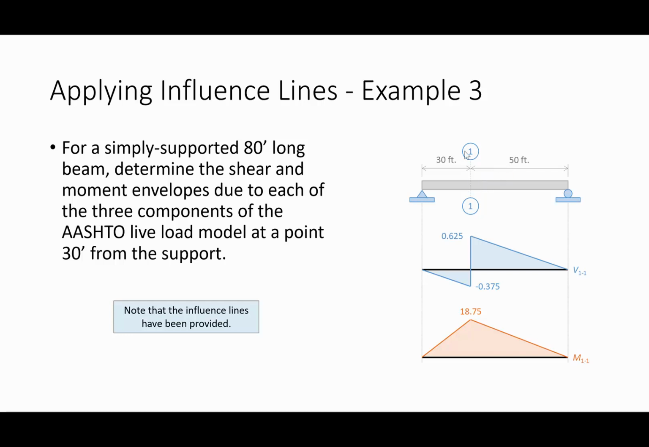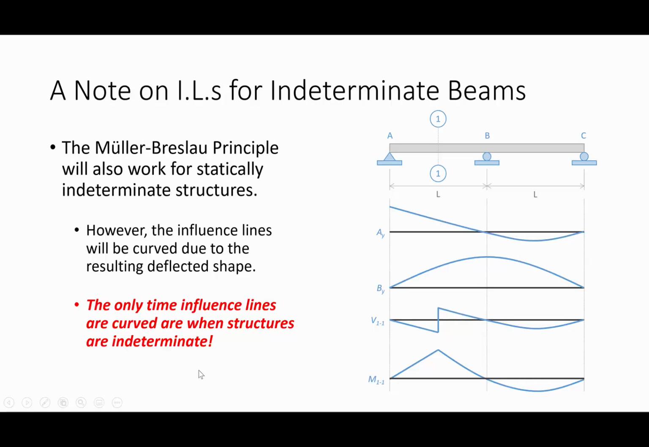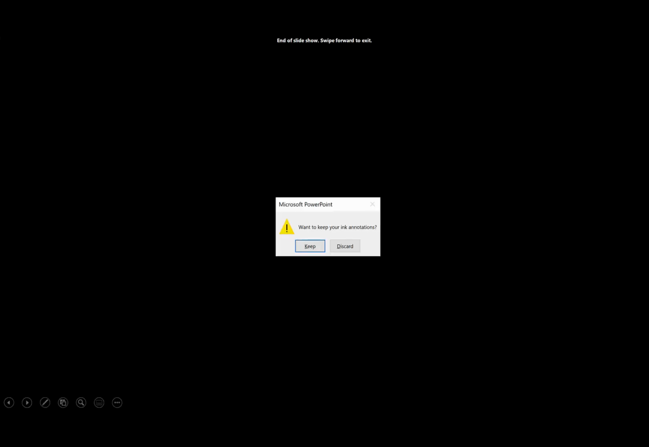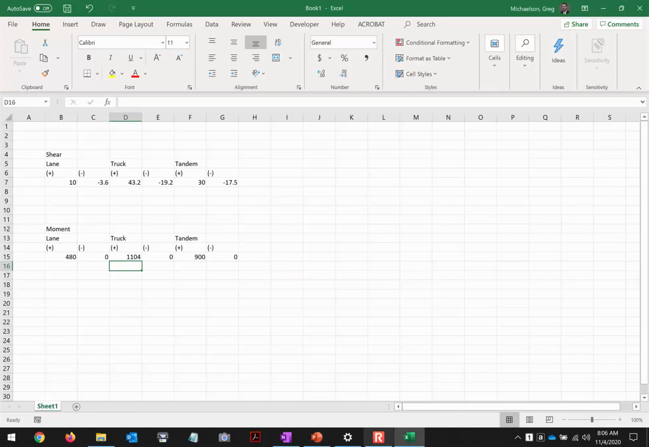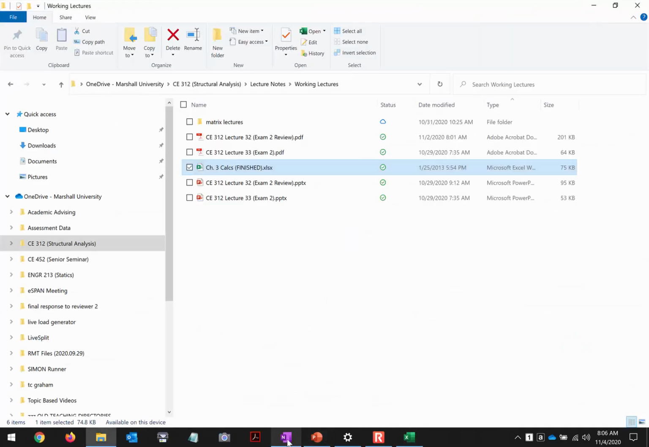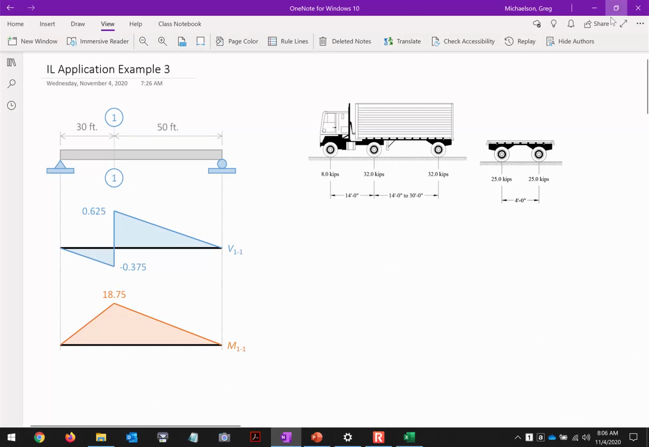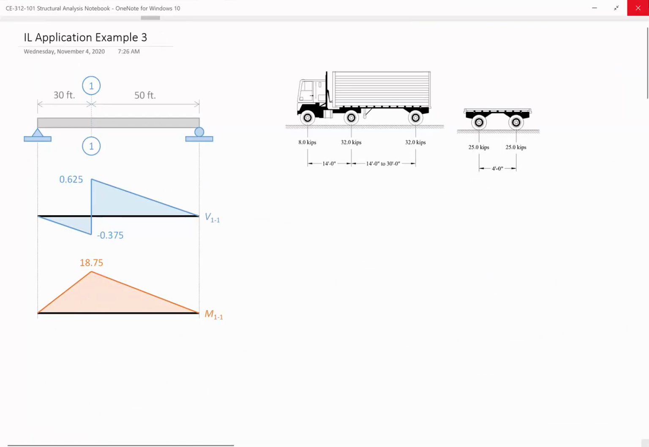So let me get out of the slideshow. Let's go here. Let's make this a little bit bigger. Okay, so here's the problem, and we're going to go through and do our analysis. Now we have 3 components that we need to analyze. We have the truck, we have the lane, and we have the tandem.